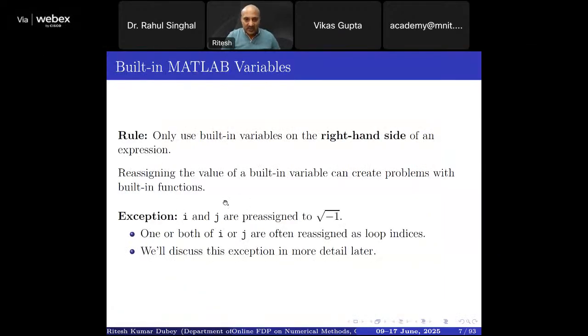And there are two special built-in functions, i and j, which represent the complex number, but we use them often for looping, for loops and while loops. So they actually represent a looping index also.